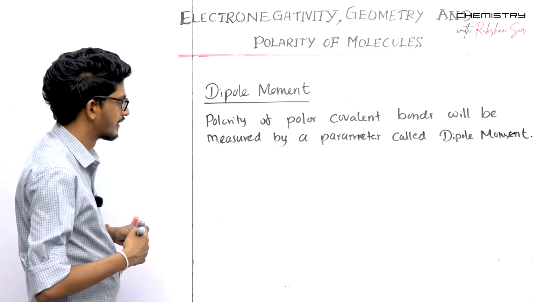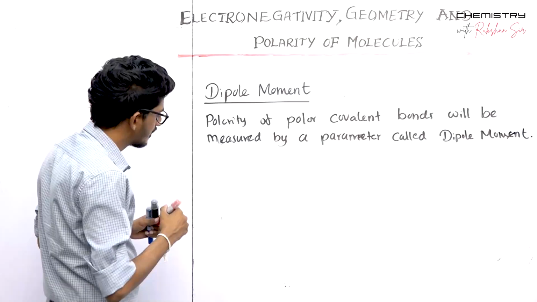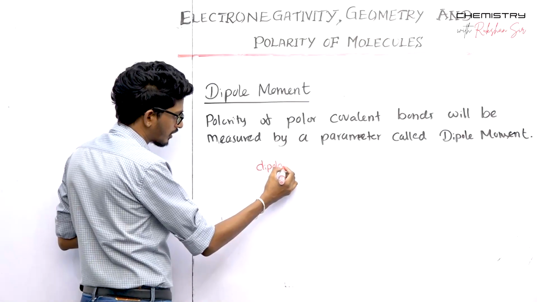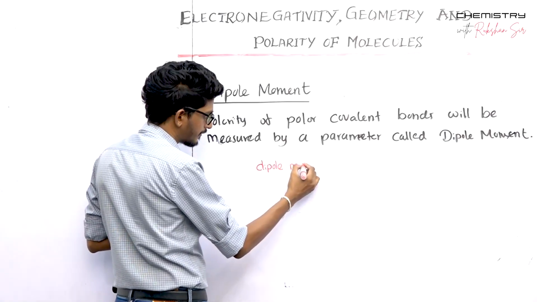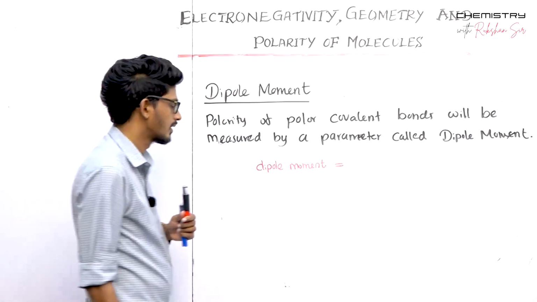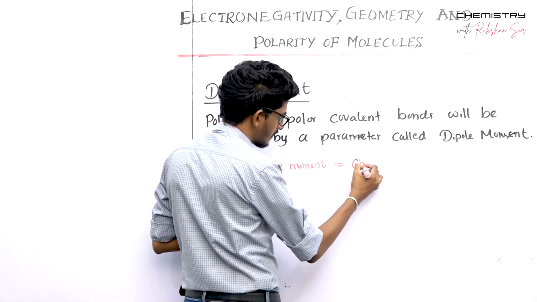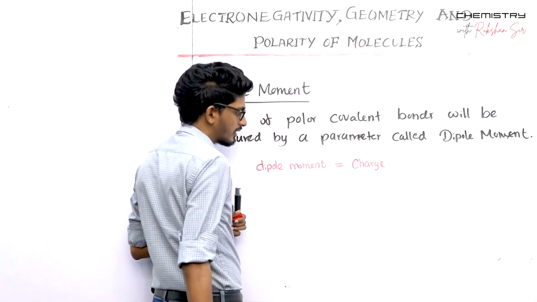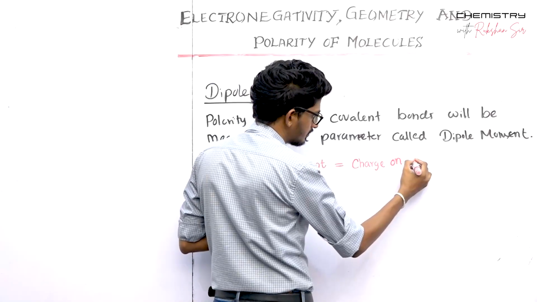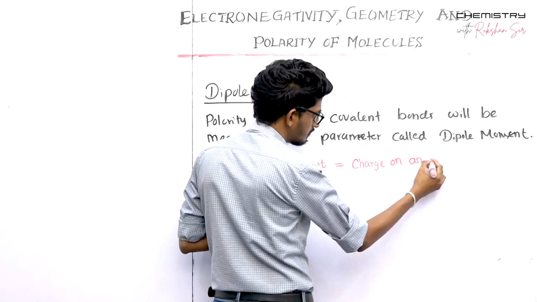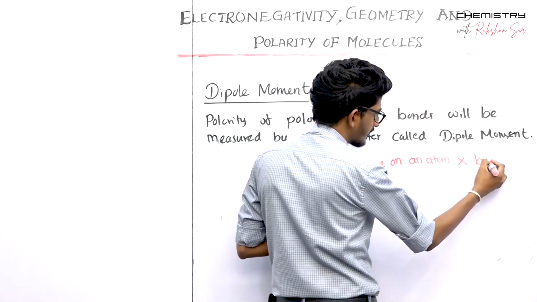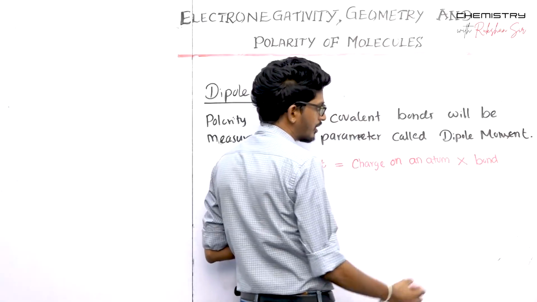So it will be given by this equation. The dipole moment of a covalent bond is equal to the charge appearing on one terminal, on one atom, multiplied by the bond length of the two atoms participating in the bond.